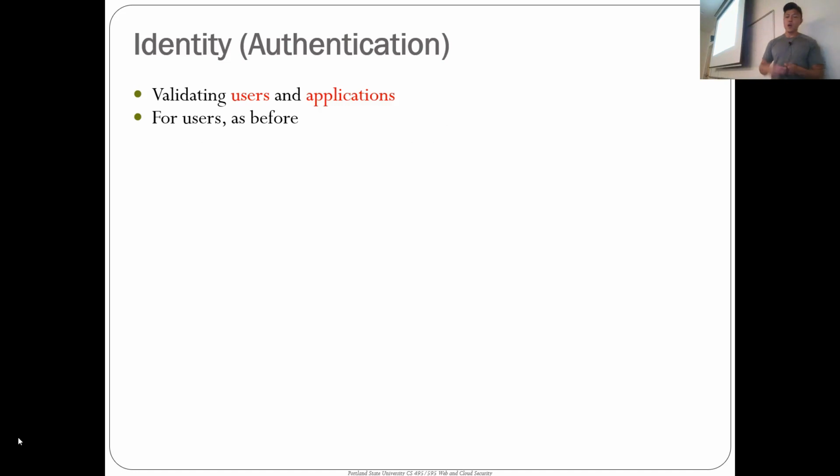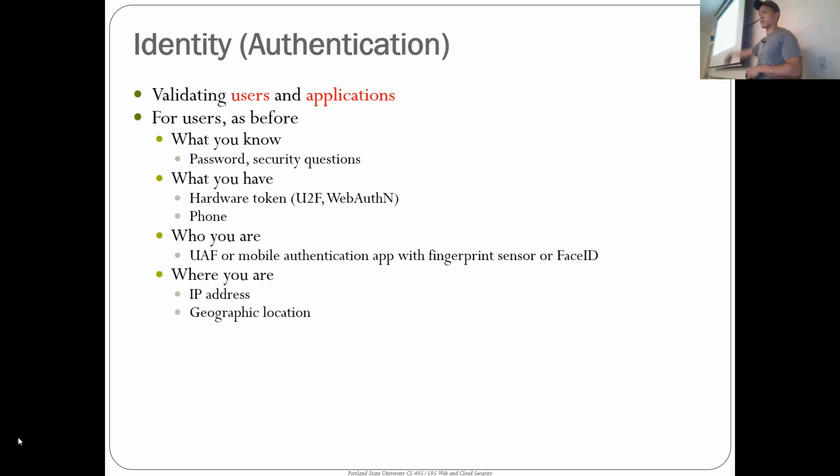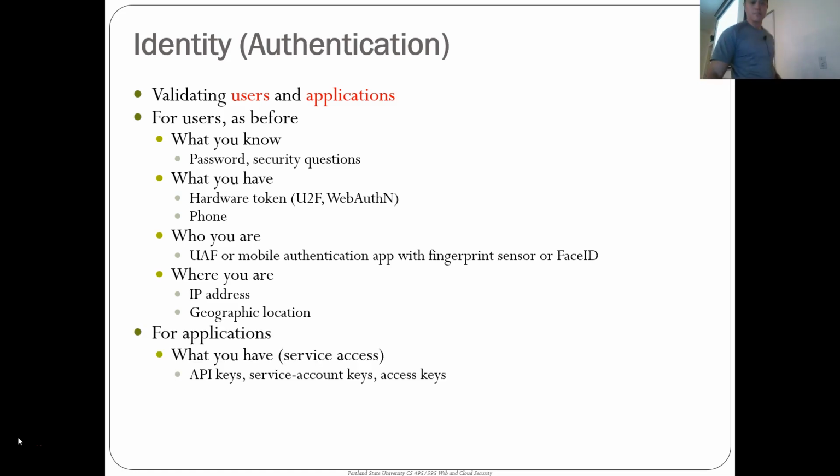Okay, so just to recap, with identity, we mean authentication. And this is validating the identity of the users and potentially the applications that are needing to access your cloud resources. So with users, just as before, just copied straight from the web security stuff: what you know, what you have, who you are, where you are. And in fact, some of the cloud platforms are just going to use your authentication from the web stuff. And we'll talk about that.